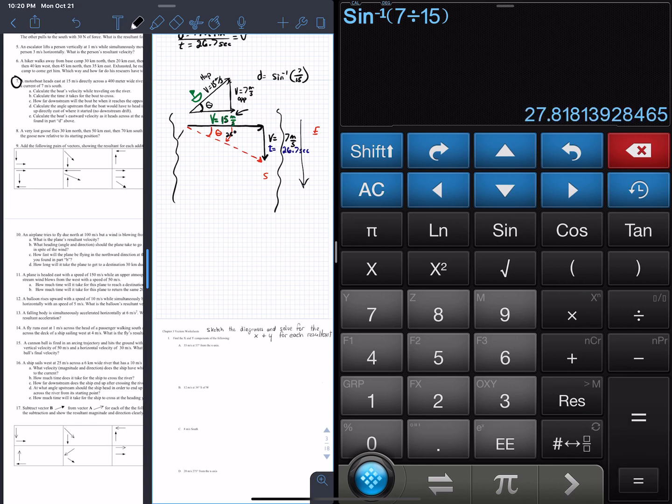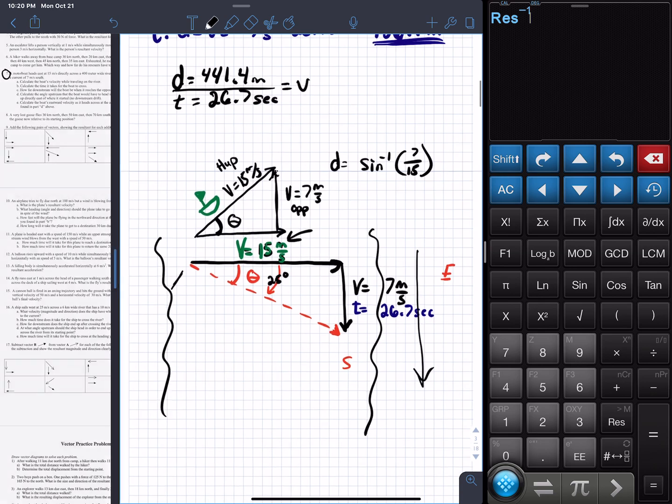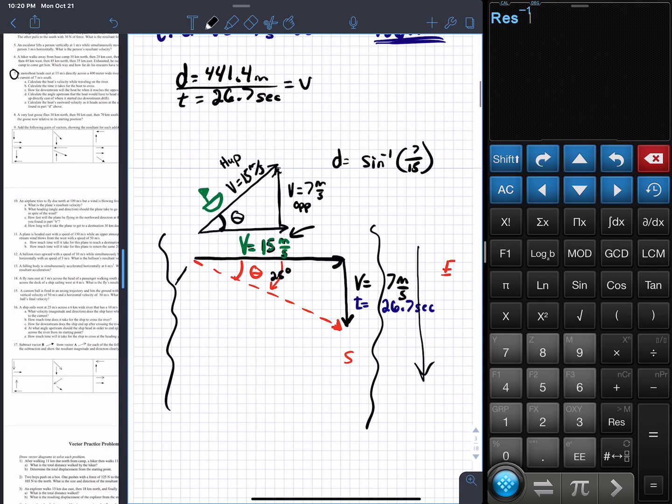The angle my boat has to point upstream in order to go straight across the river is 27.8 degrees upstream. That's the only way that boat is going to move actually straight across the river instead of moving across and down the river.